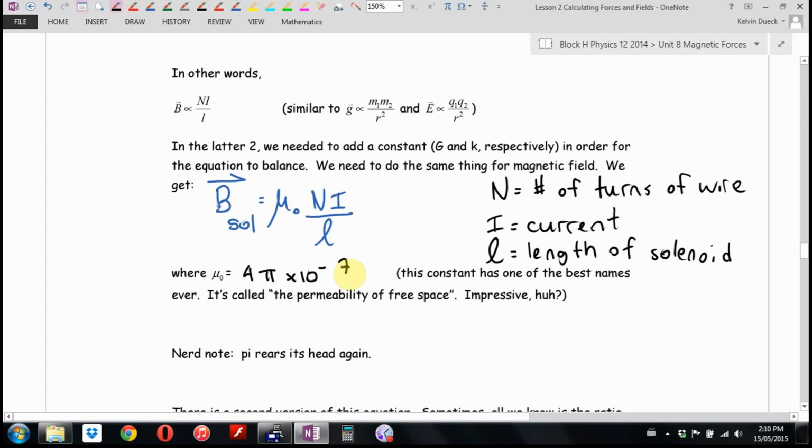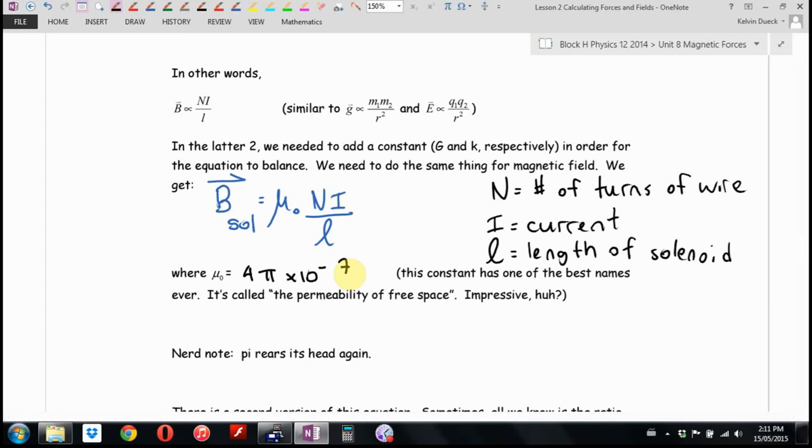Kai, what did you learn in school today? Mummy, I learned about the permeability of free space. Oh, Kai, you are ever so clever. Come on, that's a great name. By the way, best name for a band ever in my mind. Either the mu naughts or the permeability of free spacers, whatever.